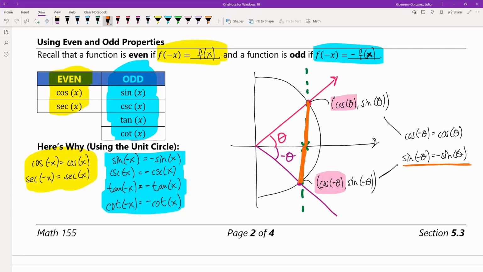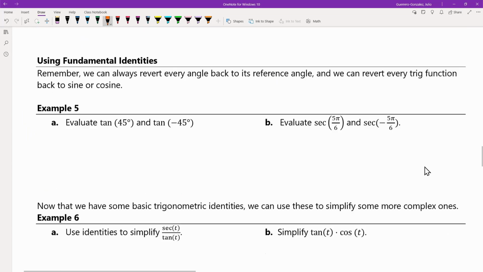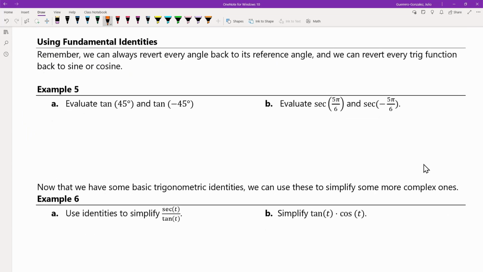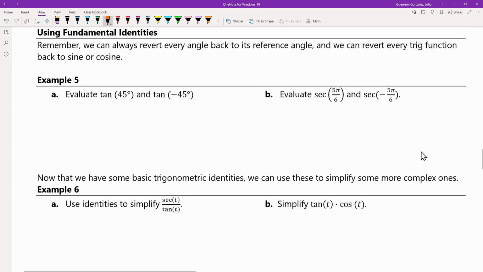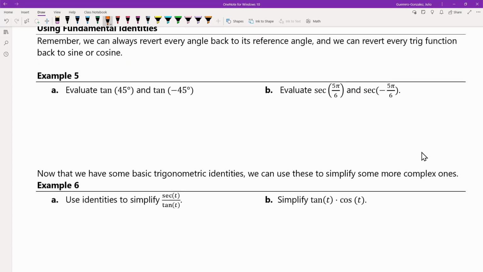Okay, so now, why? What's the point, right? These are fundamental identities. These are fundamental things that can simplify a whole lot if they show up on a regular basis. So, for example, let's take a look at this. Let's say tangent of 45 and tangent of negative 45 degrees.